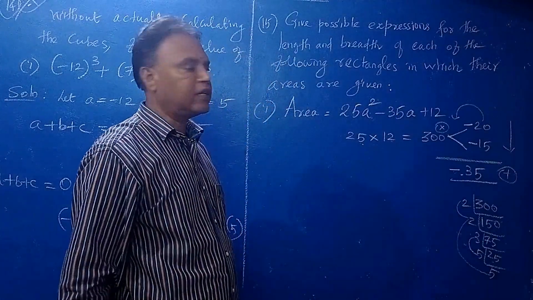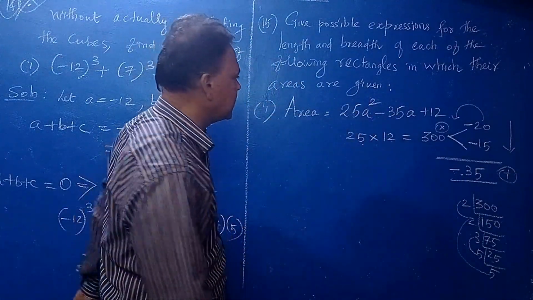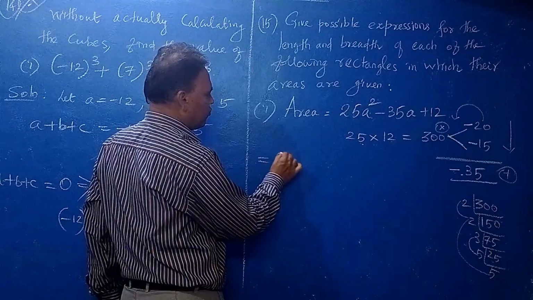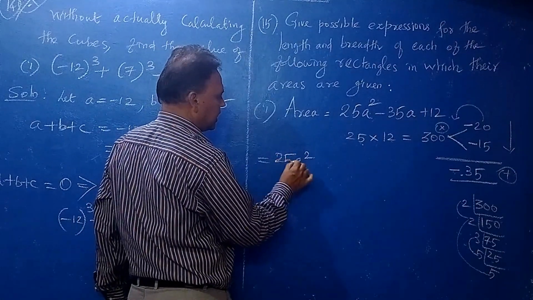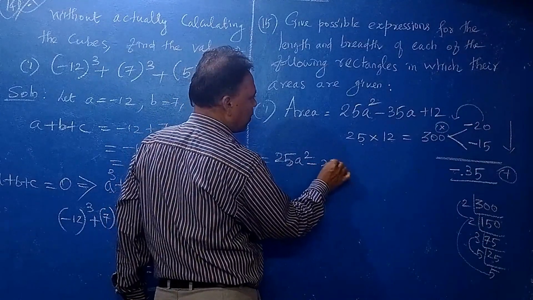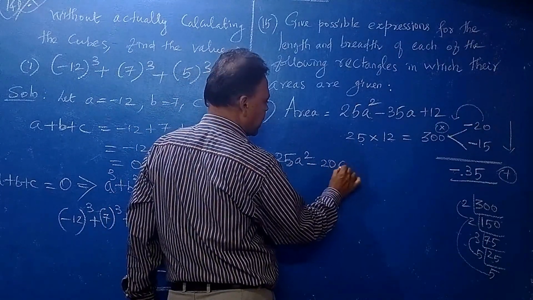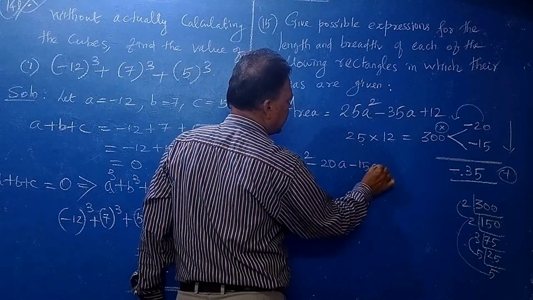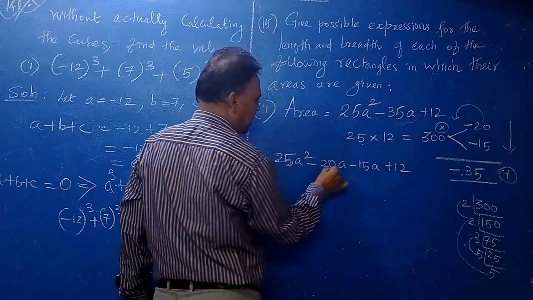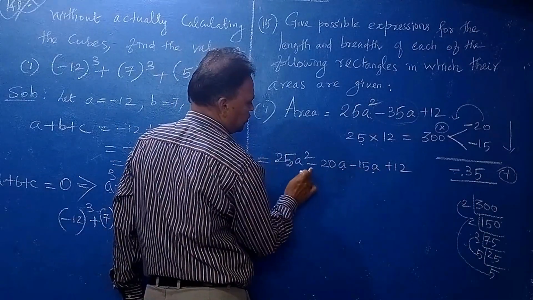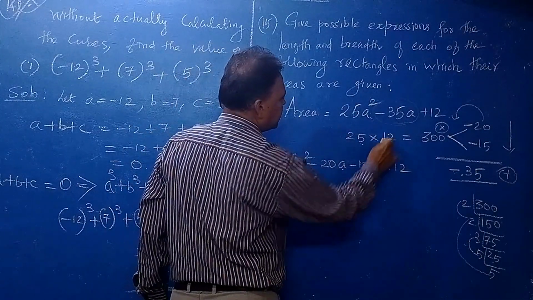Now you have to split this middle term into two terms: 25a squared minus 20a minus 15a plus 12. So I am writing this minus 35a into two terms, that is minus 20a minus 15a. You add and you will get this.